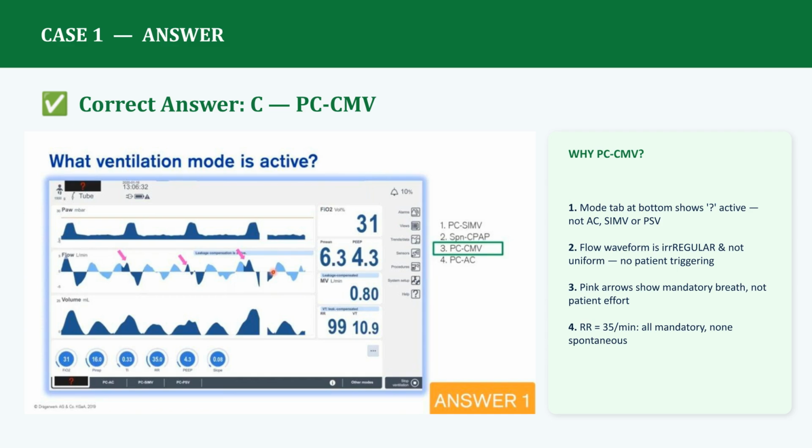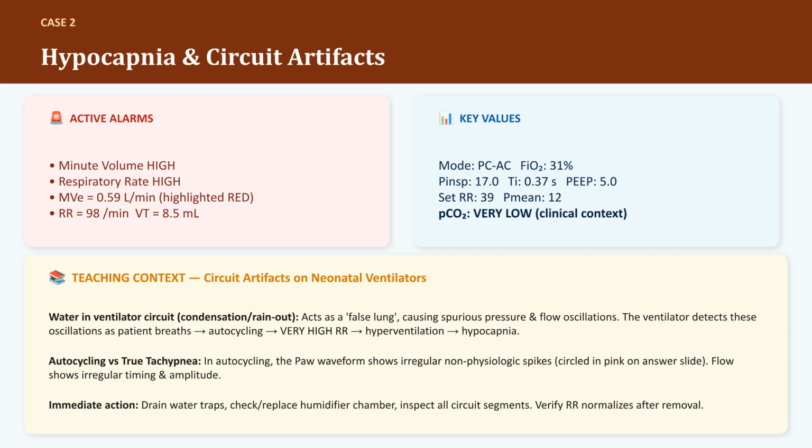Critically, the flow waveform is regular and uniform, suggesting all breaths are machine-triggered, which is characteristic of PCCMV. The pink arrows show mandatory breath, not patient effort. Case 2 addresses hypocapnia and circuit artifacts.